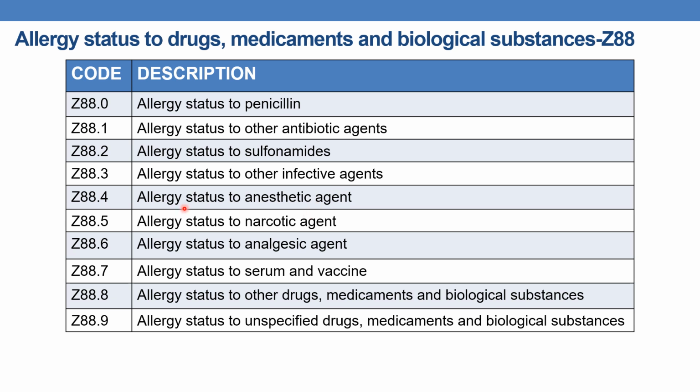Z88.4 is indicated for allergy status to anesthetic agent. And Z88.5 is indicated for allergy status to narcotic agent. Then Z88.6 is indicated for allergy status to analgesic agent, that is pain reducing agent. The next is Z88.7. It deals with allergy status to serum and vaccine. The next is Z88.8, allergy status to other drugs, medicaments, and biological substances. And finally Z88.9, allergy status to unspecified drugs, medicaments, and biological substances.